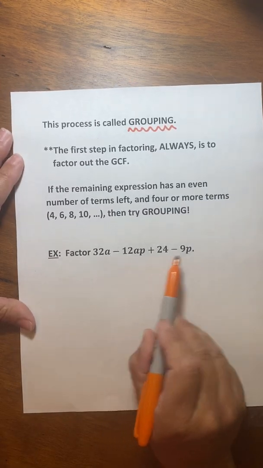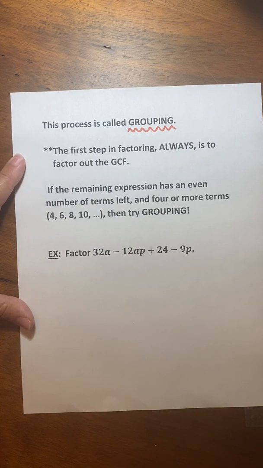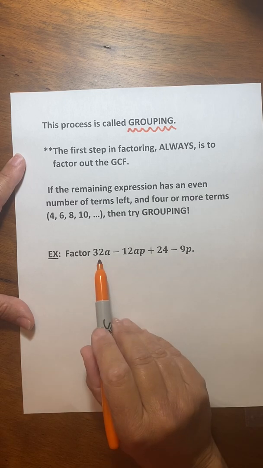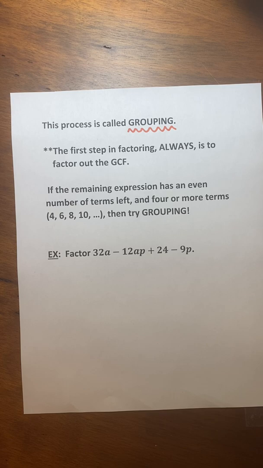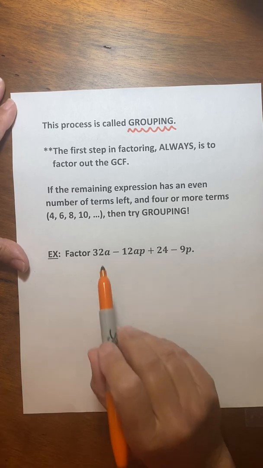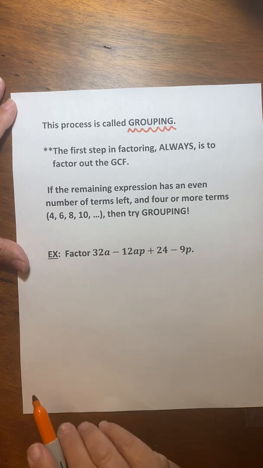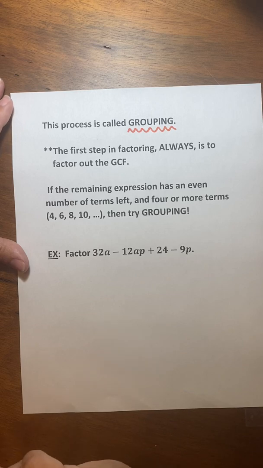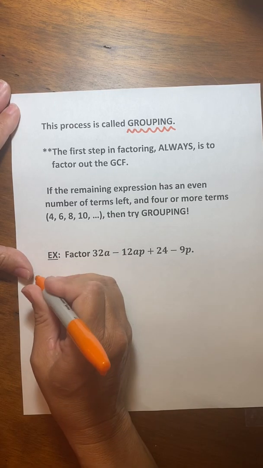So here we have a 4-term expression. Notice 32, 12, 24, and 9 don't have any. Do they have any common factors? Nope, because these 3 share a 3, but that one doesn't have a factor of 3. We have an a here, but no a's here. We have a p here, but no p's there. Right, so as is, it does not look like it's factorable. But before you conclude a 4-term, 6-term, 8-term, and so forth, it has to have an even number of terms, is not factorable. Let's try grouping.